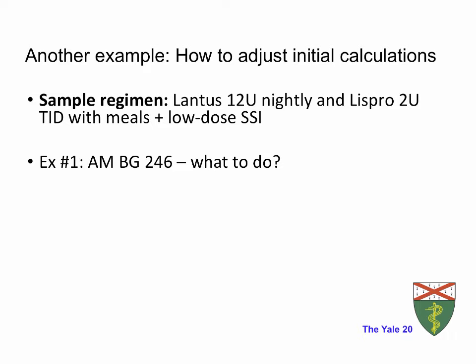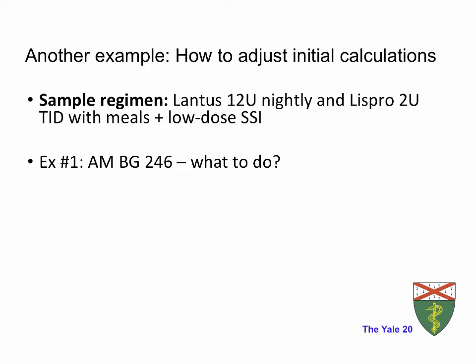Our example 1 is, say you gave the patient 12 units of Lantus the night prior, the patient sleeps, they wake up the next morning and their fasting, or AM blood sugar, is 246. Now you noted that this is higher than the 140 to 180 range that we typically like, so we want to correct for this and increase the insulin that we gave the patient because we didn't give them enough because their blood sugar is still too high.